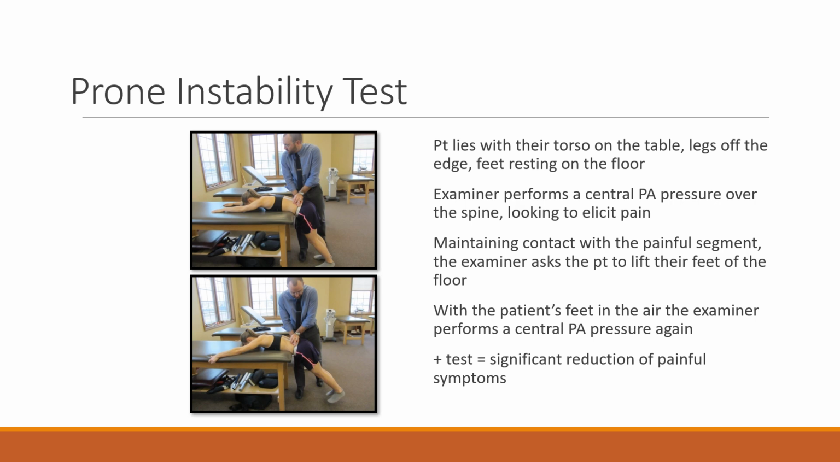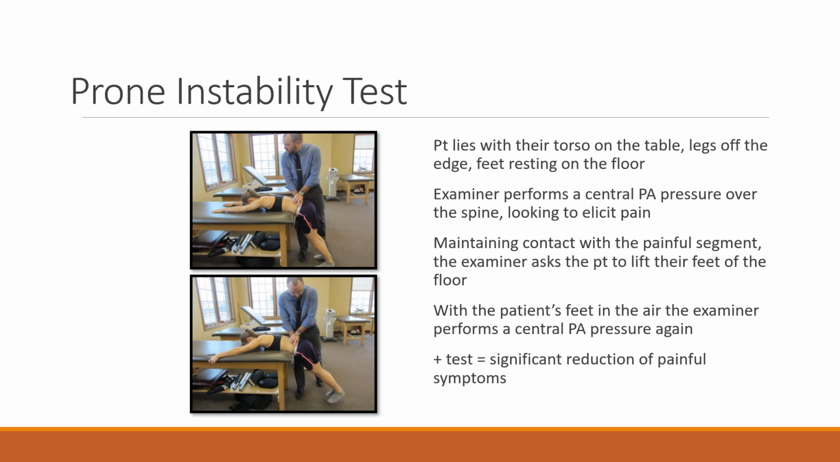We've described the prone stability test already, but I think it deserves a quick review. In the 2 images on the left, the top one is the starting position where the patient lies with their torso on the table, legs off of the edge, and the feet resting comfortably on the floor. The examiner will then go through their palpatory exam, performing central PA pressures over the spine, and really they're looking to elicit pain.